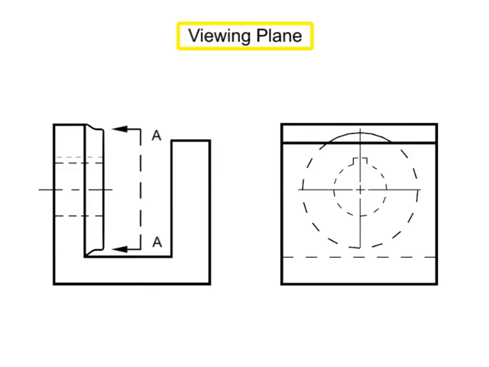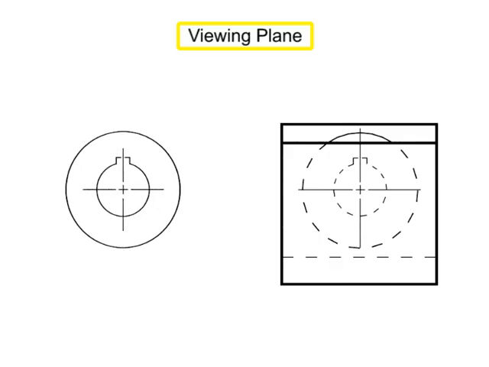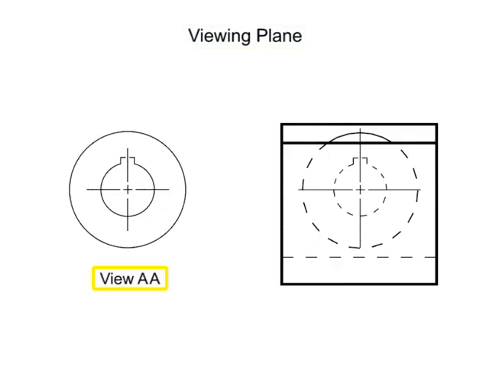A viewing plane line is a line that indicates a special type of detail view. A viewing plane line is very similar to a cutting plane line, but it does not actually cut the part or generate a section. A viewing plane line is used when an interior view of the part is helpful in illustrating characteristics, but a full section view is not required.